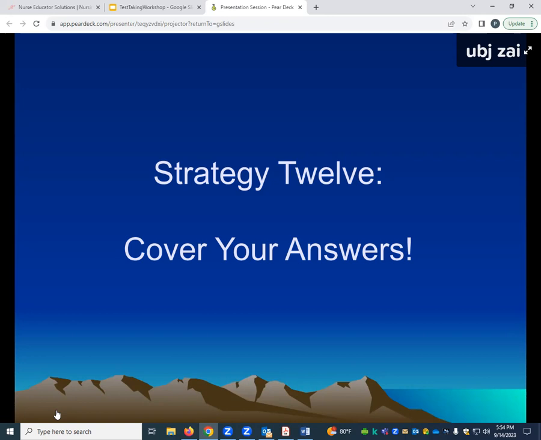Try to formulate what you think might be a good answer to the question, then uncover the answers. And the answer that jumps out at you will probably be very similar to the one that you hypothesized would be a good answer for that question. But read every word. I can't count the number of people in my class that got a question wrong because they didn't see the word not or except when they were reading it.